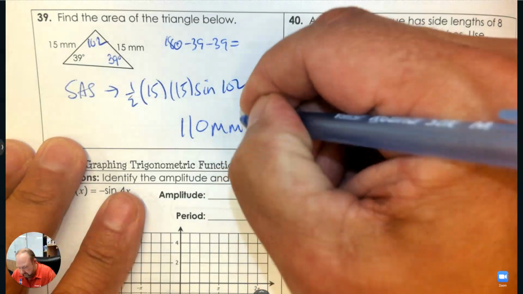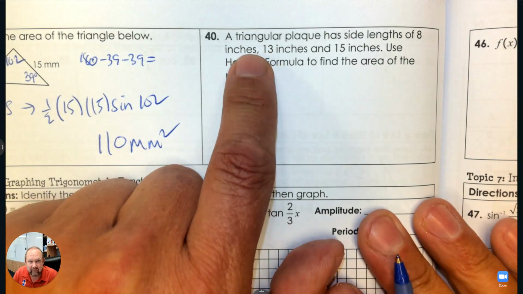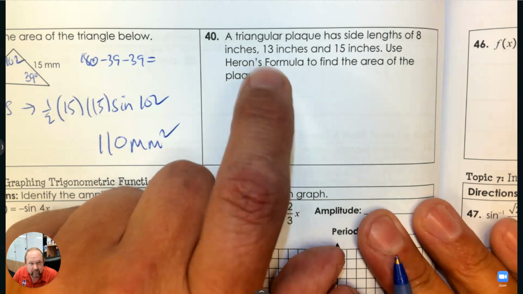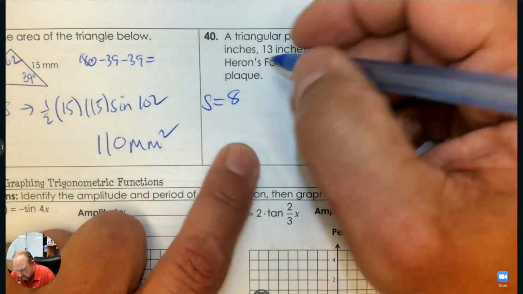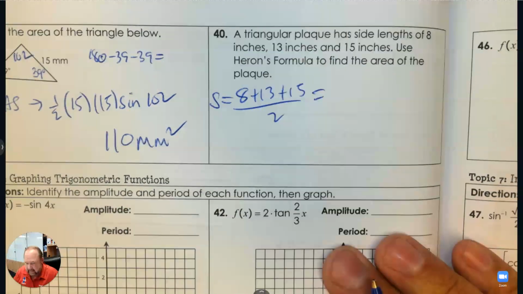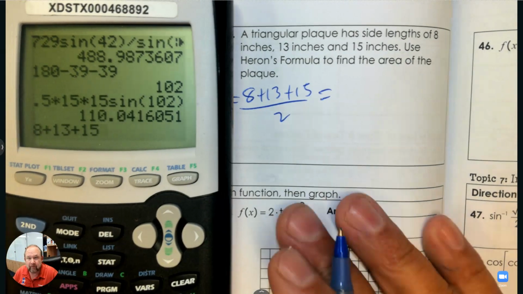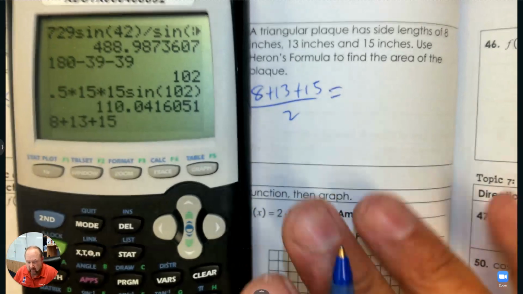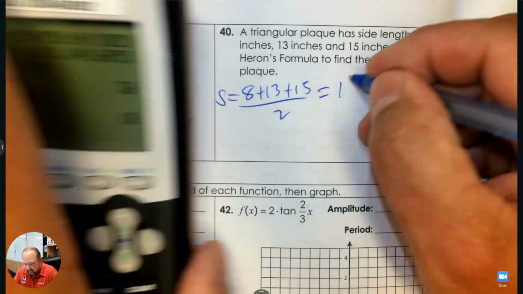And that's millimeters squared. A triangular plaque has side lengths of 8, 13, and 15, and then find the area of this. So I just need to add 8, 13, and 15, and then divide by 2. So I'm going to add and divide by 2, 8 plus 13 plus 15. Remember, if I just go divide by 2, wrong answer. So press enter, then divide by 2, and you get the right answer.